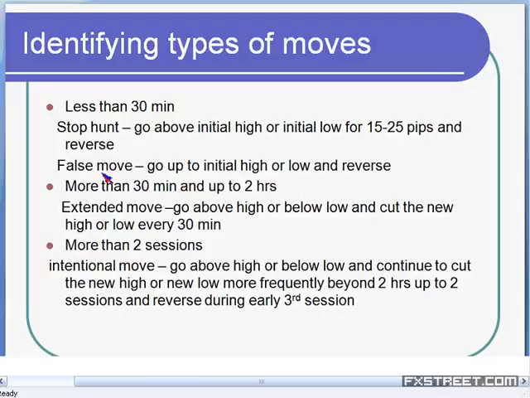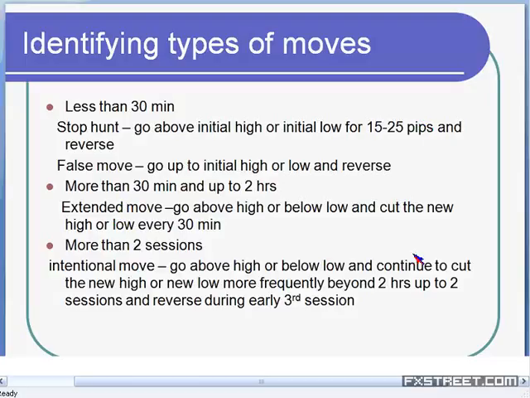Then the stop end and the false moves are moves which happen in less than 30 minutes. A false stop end is the one which goes above the high or below the low and reverses in less than 30 minutes. A false move is the one that goes up to the high and reverses, or down to the low and reverses. They are the false moves.